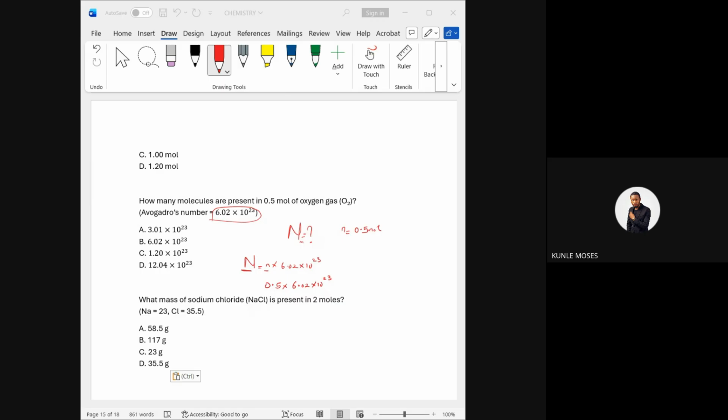These things are simple. What's the issue? Now, we've not moved to complex issues in chemistry. We are still at the peripheral level, and you guys are finding it difficult. Look at the question. The question says, what mass of sodium chloride is present in 2 moles? What is the number of moles that we have there? The number of moles is 2 moles, right?